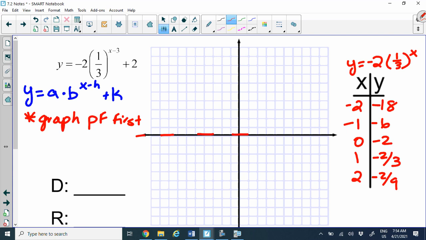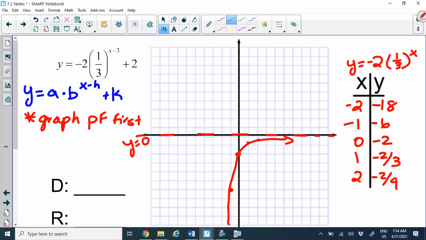Okay, I first draw my asymptote at the default of y equals 0. I graph these points: negative 2, down negative 18. That's kind of off the graph, so I'm not going to really graph that. Now, negative 1, negative 6. There we go. And then 0, negative 2. And then I have 1, negative 2/3. And boom. So now I connect.